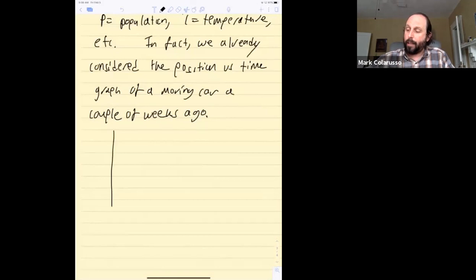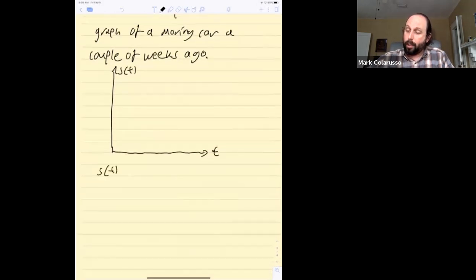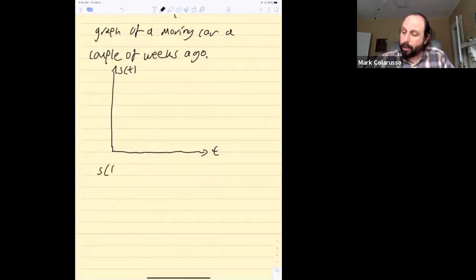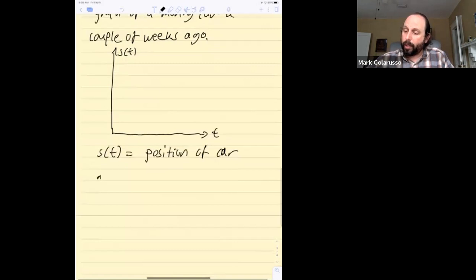So if you remember, I was saying back then, it was this thought experiment that we did. So we had t, s of t, so s of t was the position of the car after t hours.